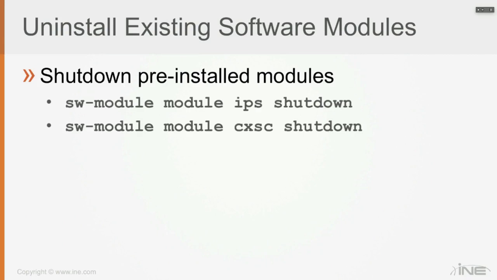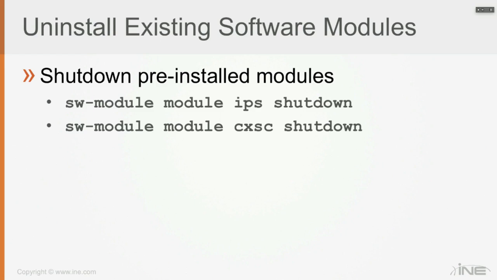You have 2 commands to do that. So, software module IPS shut down. First of all, you have to shut down the module. You cannot take any action whatsoever until you shut down the module. So you say sw-module module IPS shutdown, or sw-module module CXSC shutdown.